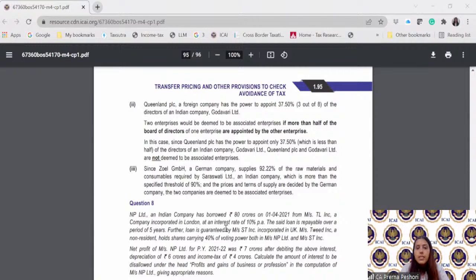Messrs. ST INC, a non-resident, holds shares carrying 40% of voting power both in Messrs. NP and Messrs. TL. Net profit of NP for 21-22 was 7 CR after debiting the above interest, depreciation 6 CR and income tax of 4 CR. Calculate the amount of interest to be disallowed under PGBP in the computation of Messrs. NP Limited after giving appropriate reason. So very quickly give me the answers. Very simple question so far.